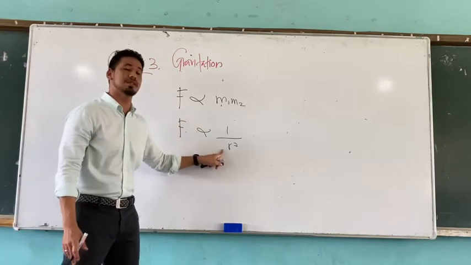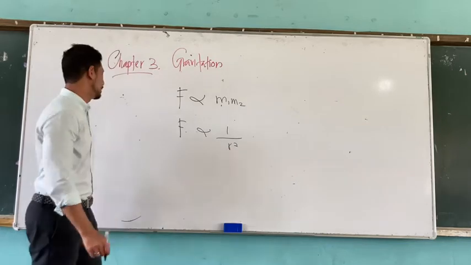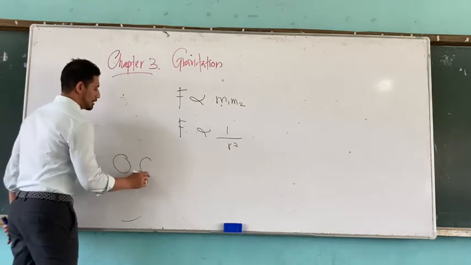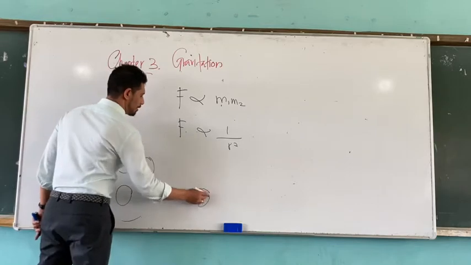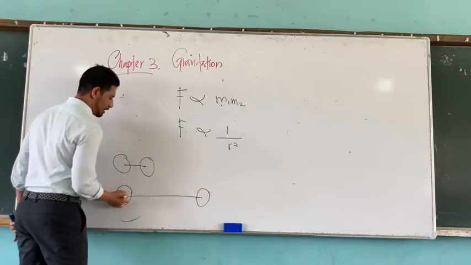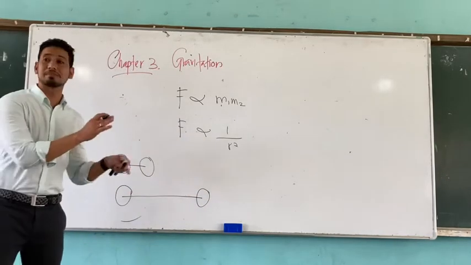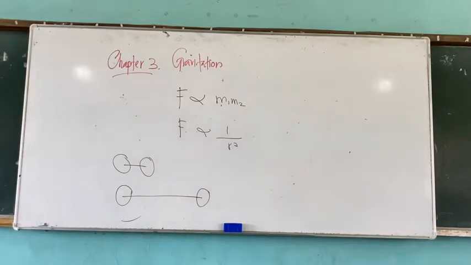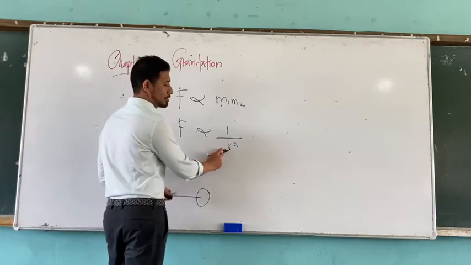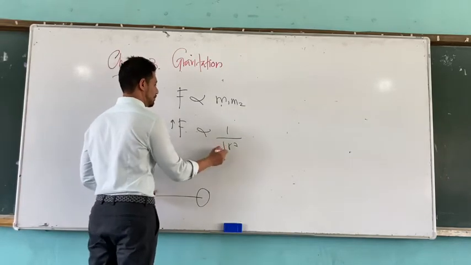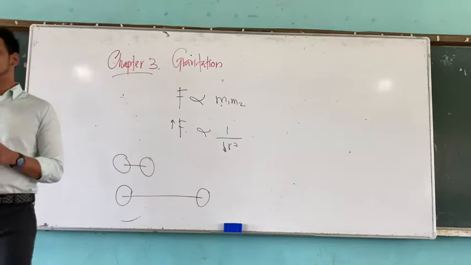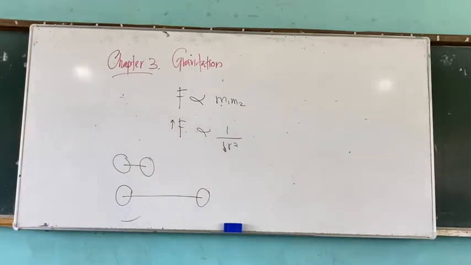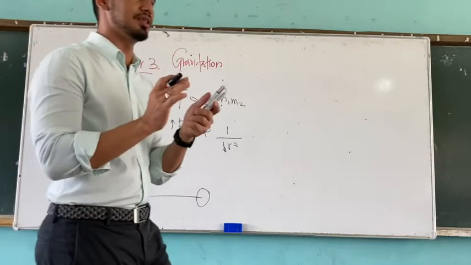So kalau you letak dia lagi jauh, you put like this and one more you put like that. So this is the R, this is the R. Let's say we have same masses, so which one has greater force? Nearer or farther? Nearer. Okay, so you can see this one is inversely proportional. So that's how you manipulate, very simple. So that is universal gravity.